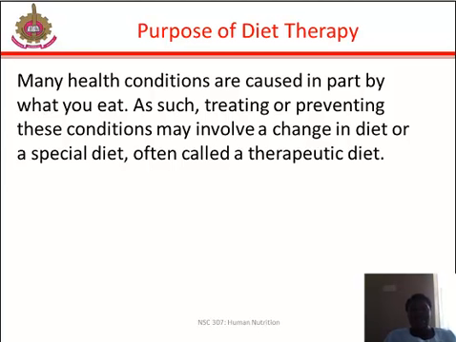A therapeutic diet looks different depending on the disease or condition a person has or is trying to treat with their diet. Most of the time, as a general rule of thumb, therapeutic diets are high in fresh fruits, vegetables, whole grains, and dairy products, and are lower in fat, sugar, and processed foods.